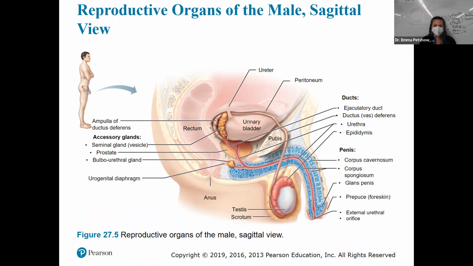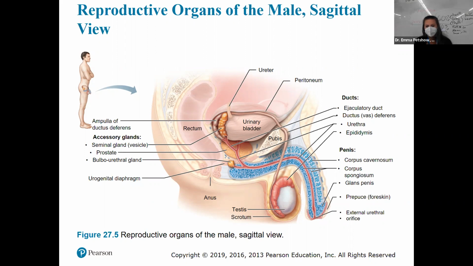So our ejaculatory duct here, our ductus deferens, vas deferens up front, urethra coming down this direction as well as this direction. Our epididymis here next to the testes and scrotum. And then on the penis, we do have different tissue layers here. We have the corpus cavernosum and the corpus spongiosum.